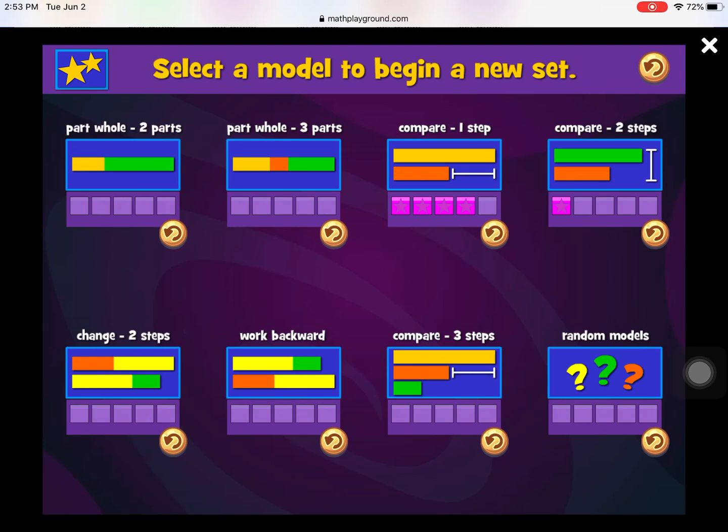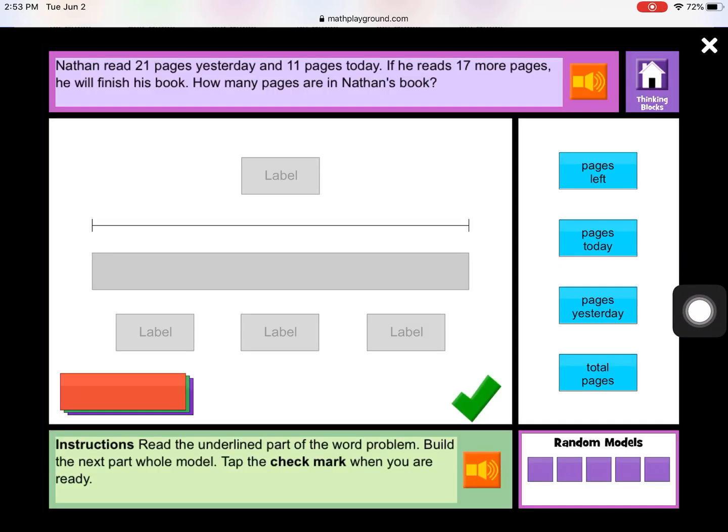Let's get started. And in this one today, we are now going to be playing in the second row, the last game. We're going to be working with random models. So random models is going to be a collection and an assortment of different types of story problems that will help us practice all the story problems we have practiced so far this year. So let's go ahead and listen to our first word problem.